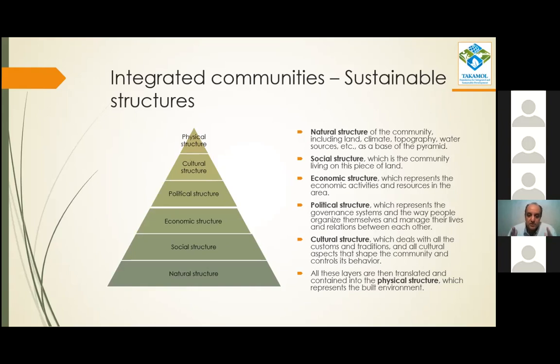So this is the economic structure of the community. Then there is a political structure, which is how people organize themselves, how they provide services, how they manage their lives and relations between each other. Then we have the cultural structure, which is the culture of the community that manages the behavior of the people and the community and all the cultural aspects. At the top of the pyramid, there is the physical structure. So we can see from this that the physical structure is a translation of all these aspects together. That means that the architect is not affecting the other aspects, but rather translating all these aspects into architecture or urban form.